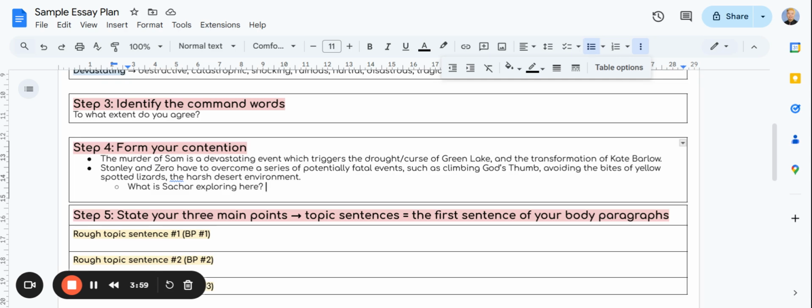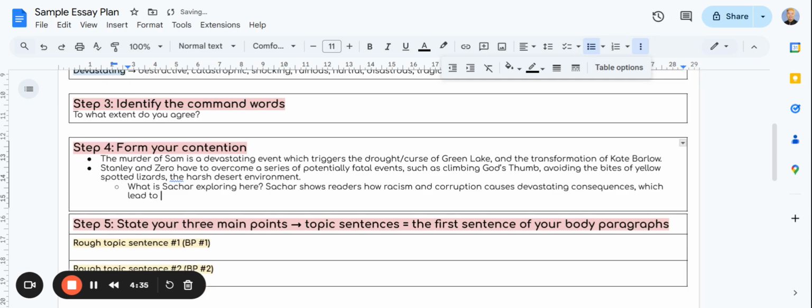Well, you could write something like: through these two examples, Sam the Onion Man and Stanley and Zero having to overcome potentially fatal events, Sachar shows his readers how racism and corruption, because remember, in the case of that example of Stanley and Zero, none of these potentially fatal events would have happened if Camp Green Lake wasn't a corrupt correctional facility in the first place. So Sachar shows readers how racism and corruption causes devastating consequences, which lead to the negative transformation of individuals and places. So that is a contention statement.